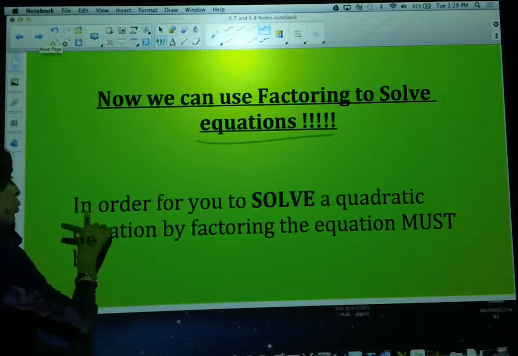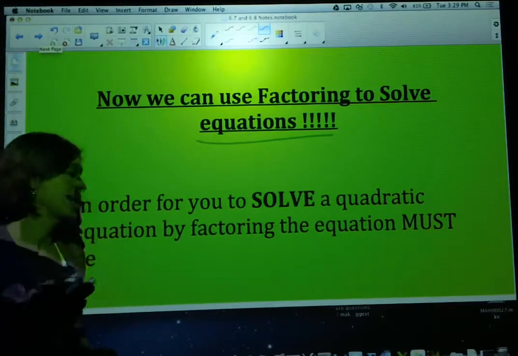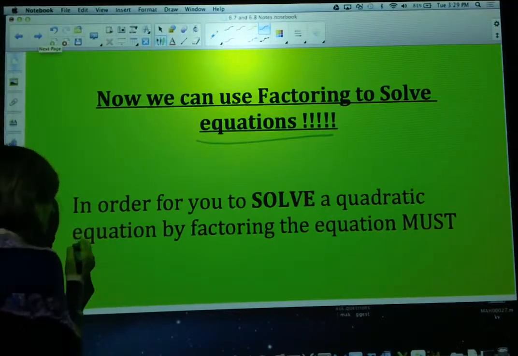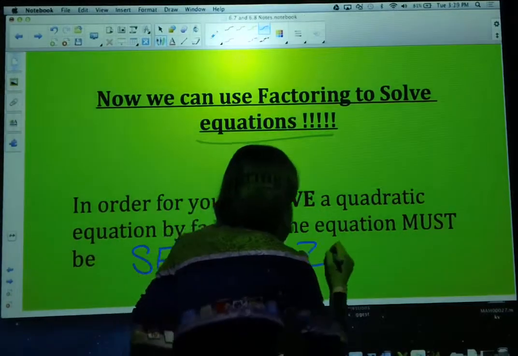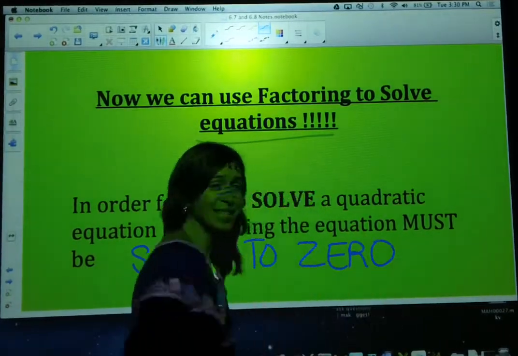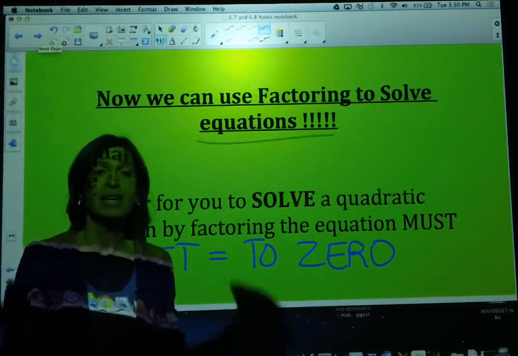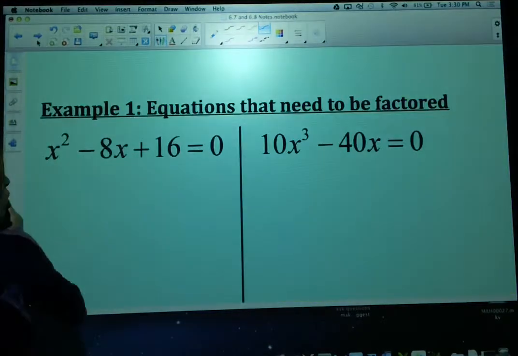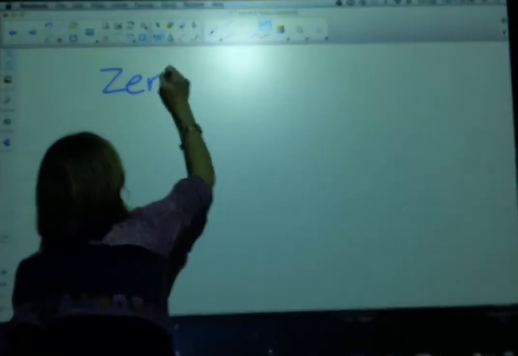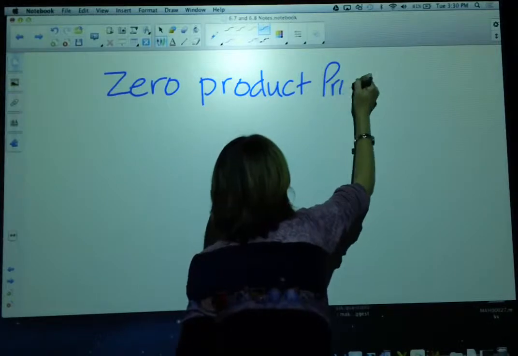In order for you to solve a quadratic equation by factoring, the most important thing is that the equation must be set equal to 0. If it is not set equal to 0, you cannot solve it. It has to be set equal to 0. Once it's set equal to 0, I'm allowed to use something called the zero product property, and you have a little place for this.